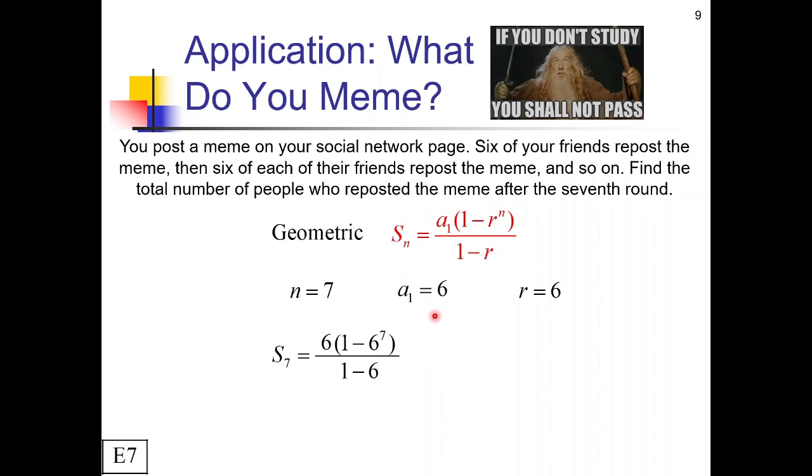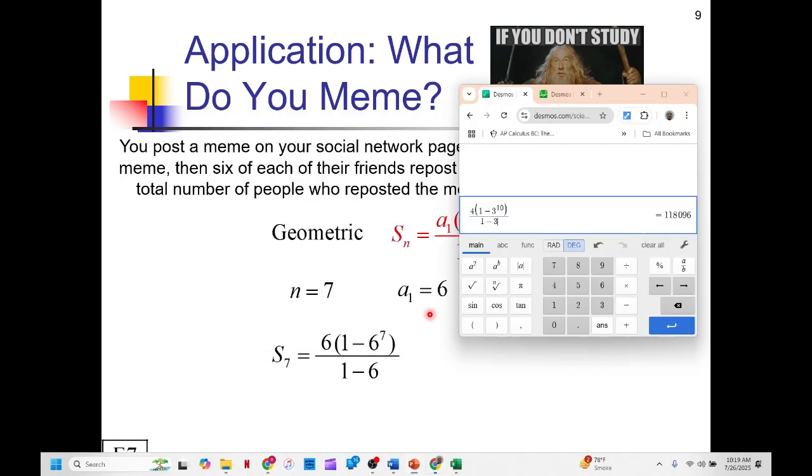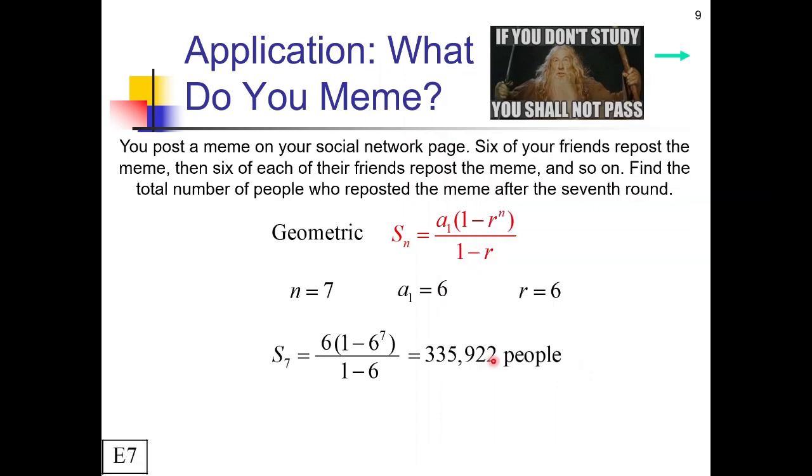And then let's just put this in Desmos. I'm just going to piggyback off of what I had for my last entry. So I'm going to replace that 4 with a 6. And I've got 1 minus 6 to the 7, all over 1 minus 6. Easy to change all that. And wow, so after round 7, that is 335,922 people. The power of exponential growth.